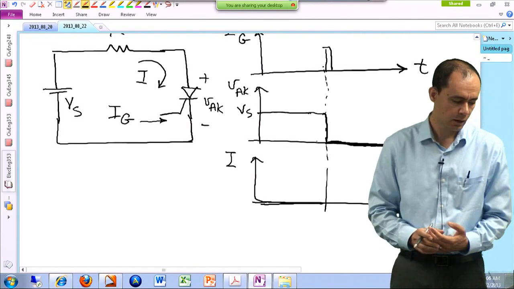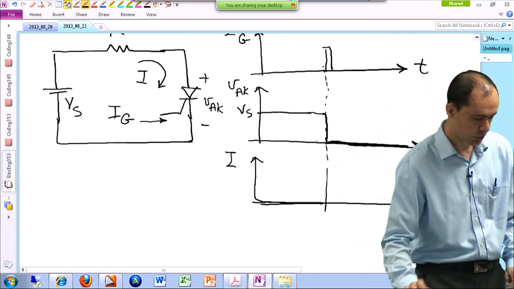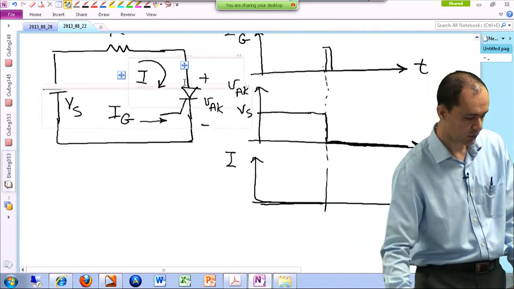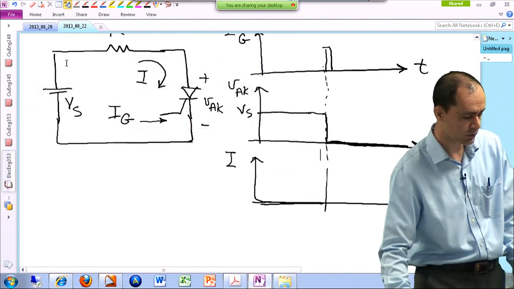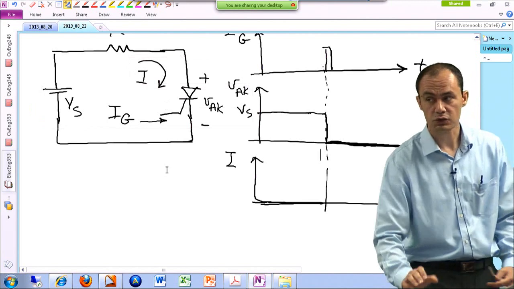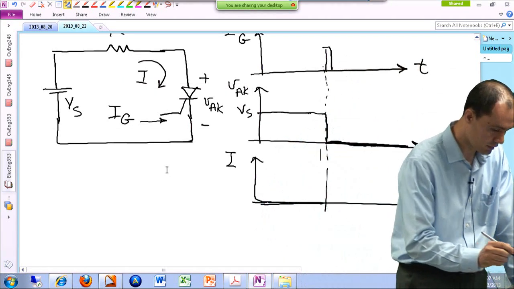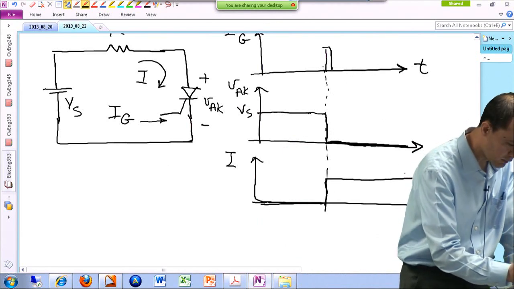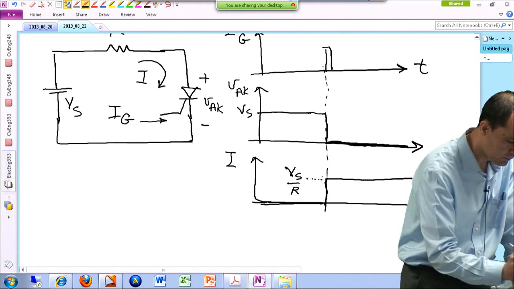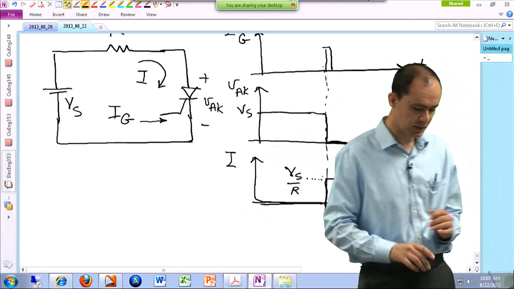Okay? And what happens to the current? Well, if there is no voltage across this component, if you look at this loop, this entire voltage appears across the resistor. So the current is the voltage of the resistor divided by the value of the resistor. So the current is going to jump up here, and this is Vs over R. Okay? So everything matches, basically.